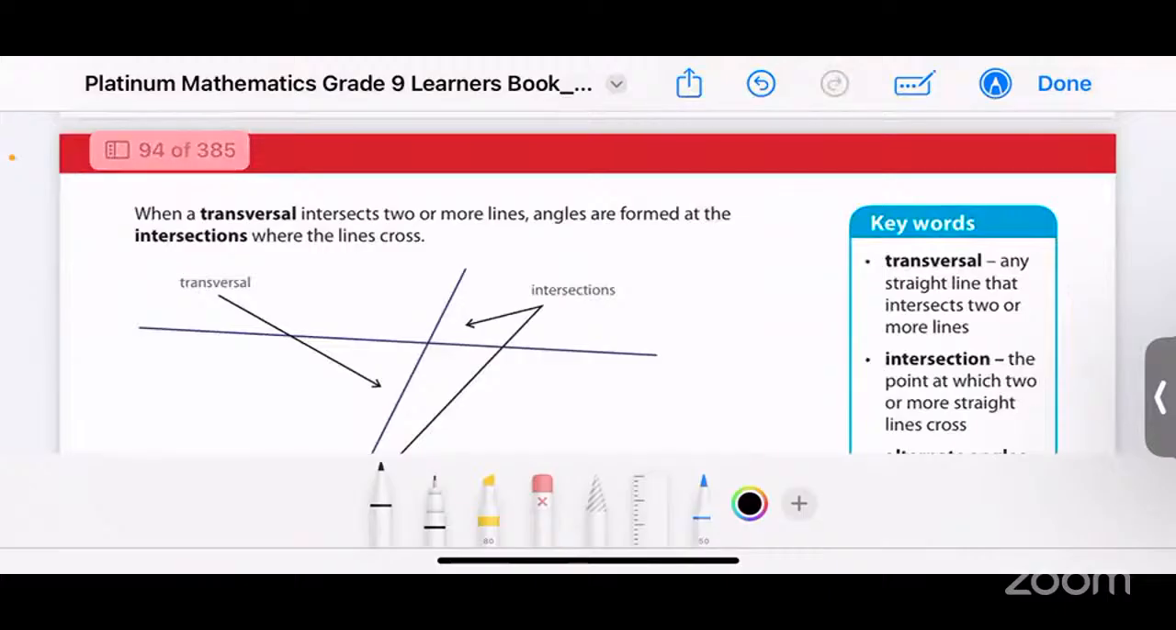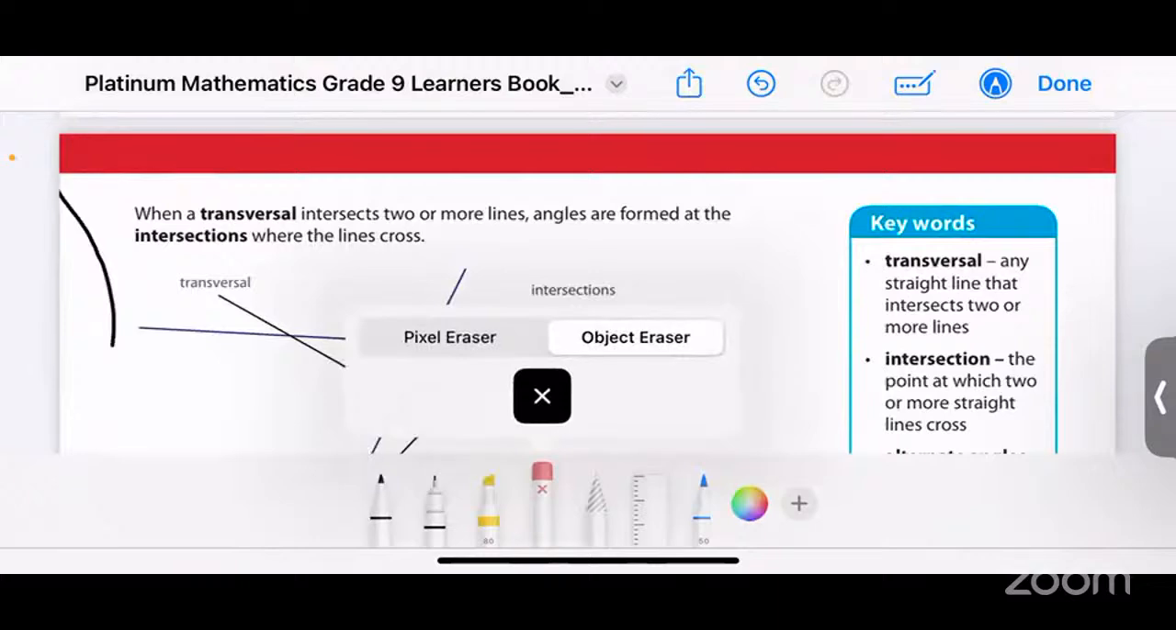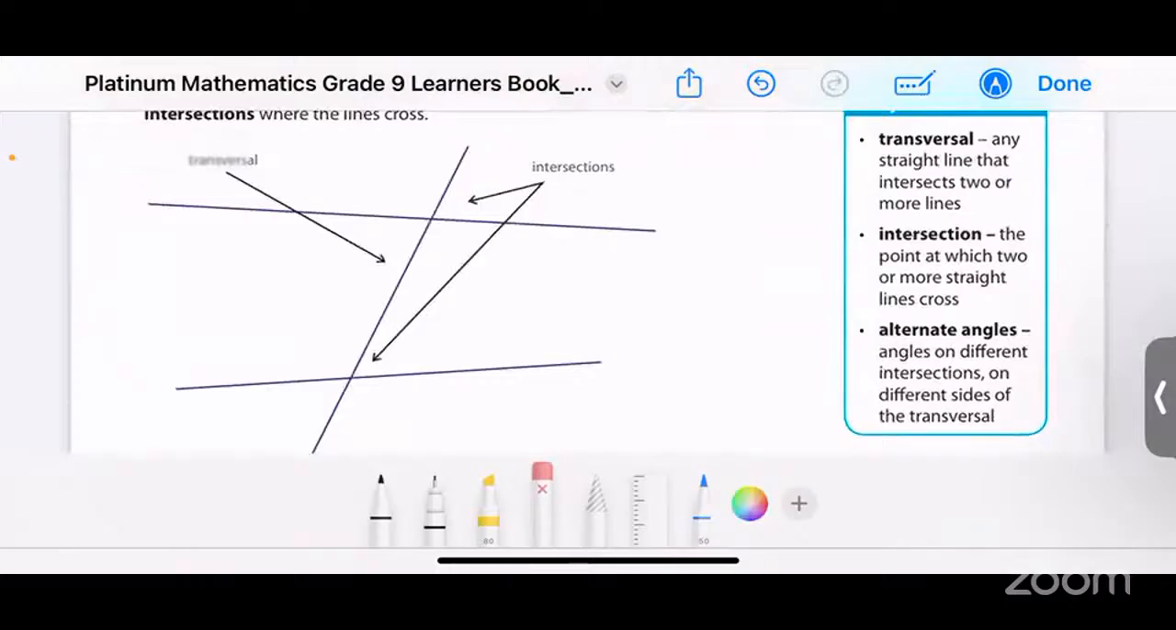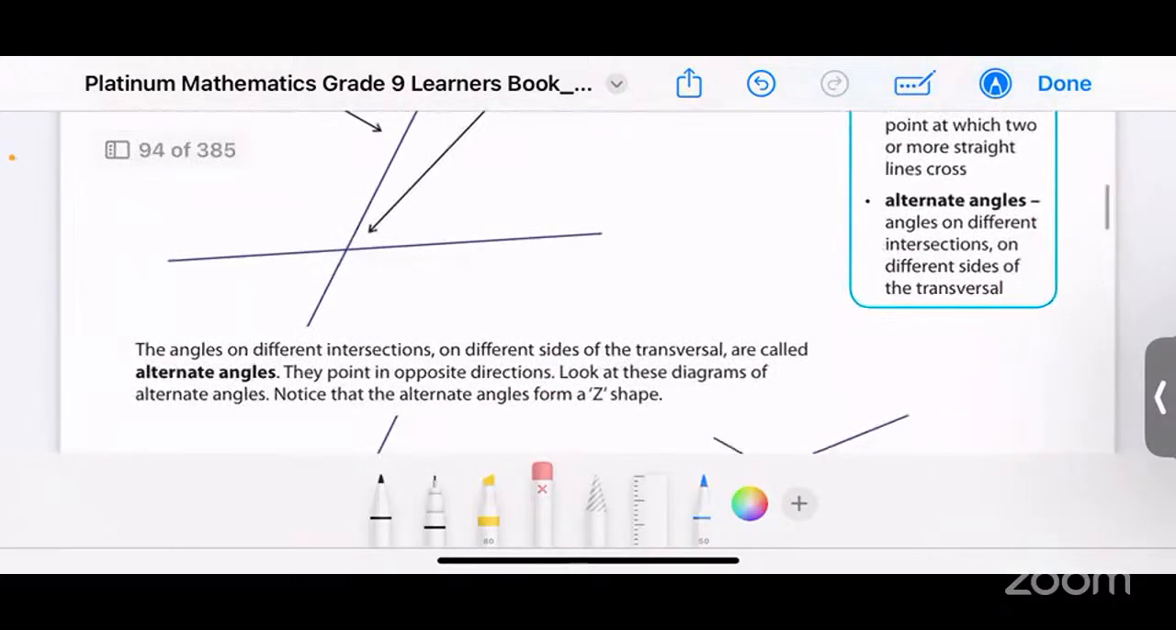When a transversal intersects two or more lines, angles are formed at intersections where the lines cross. Are you seeing those two lines where they meet? At the intersections. Transversal: any straight line that intersects two or more lines. That's a transversal. Intersection: the point at which two or more straight lines cross. Here we have to understand very well.